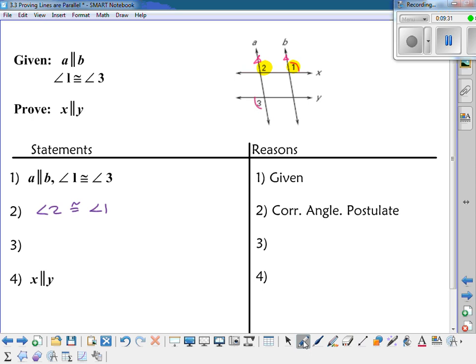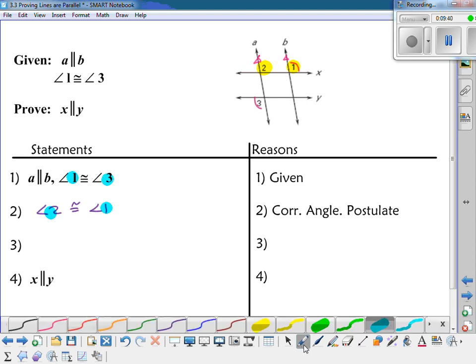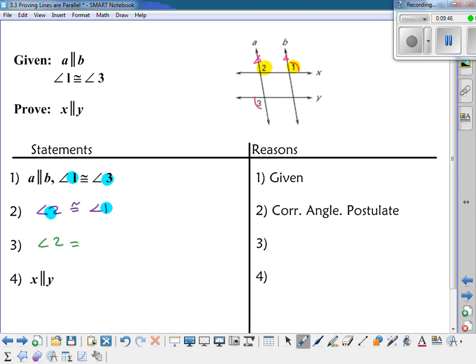So what I have already is that 2 is congruent to 1 and 1 is congruent to 3. So by the transitive property, I can say angle 2 is congruent to angle 3. And that's the transitive property of congruence. And so if 2 is congruent to 3, well, what kind of angles are those? Those are alternate exterior angles. So I know that the lines are parallel by the alternate exterior angle converse.